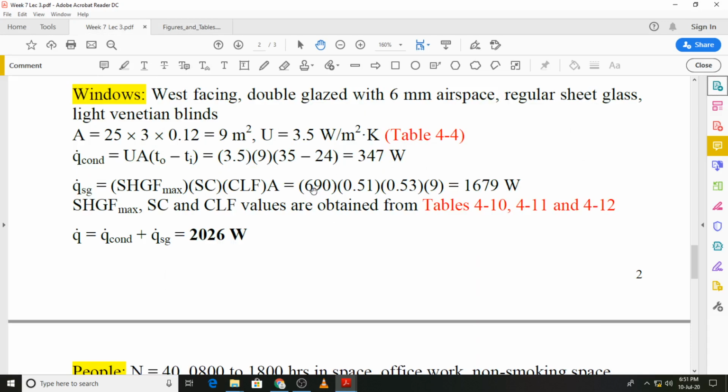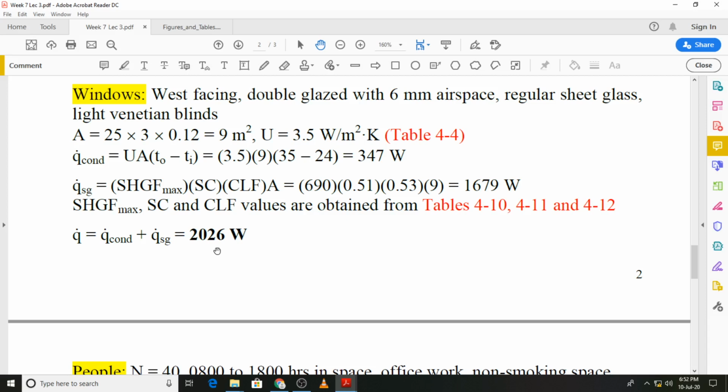You can see the three values, 690, 0.51 and 0.53. Then the final result will be that the total heat gain through the windows will be the sum of the conductive heat gain and the solar gain, which comes out to be 2026 watts.